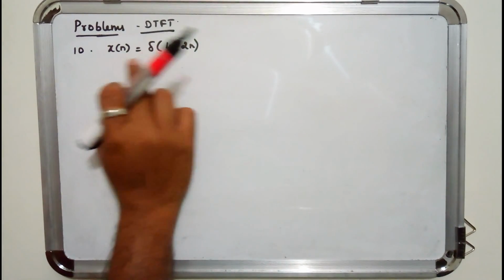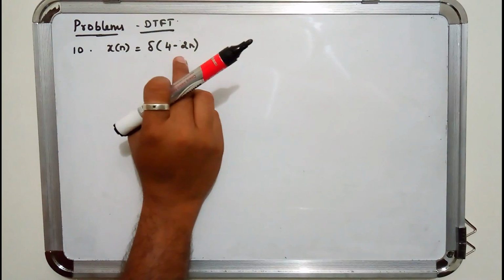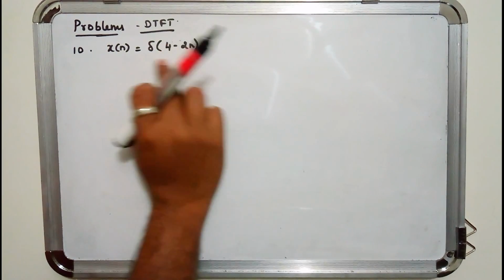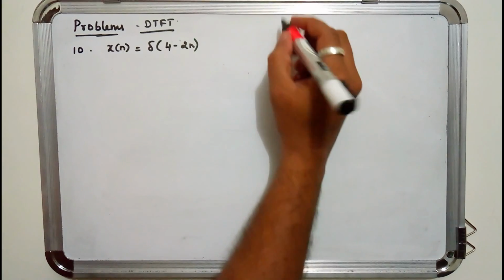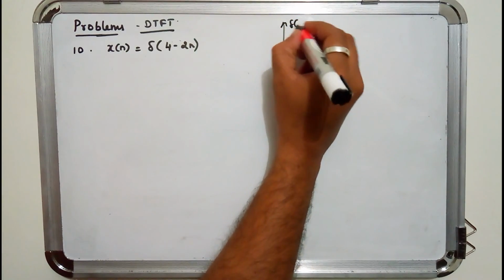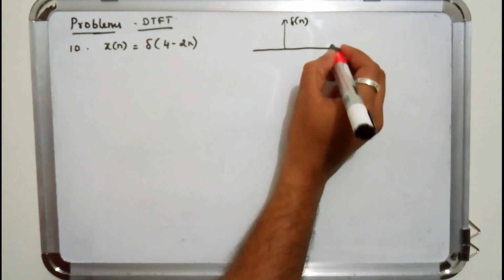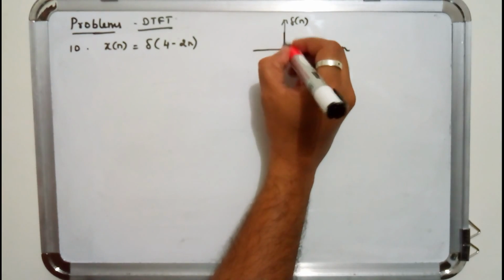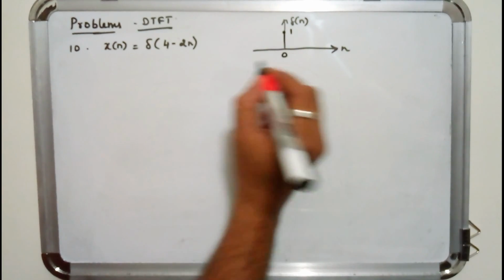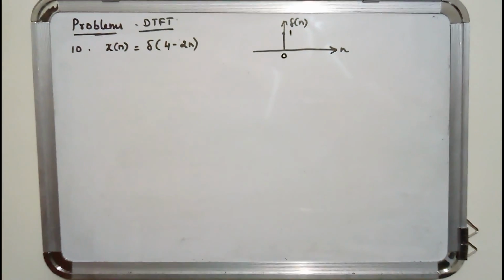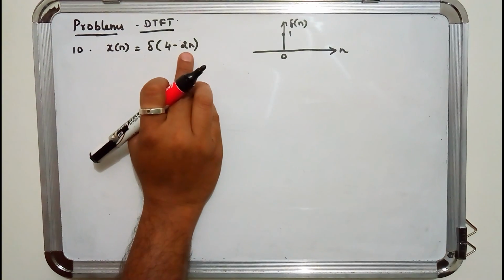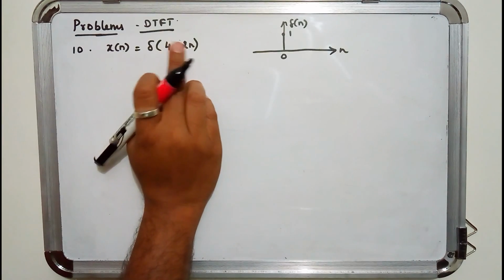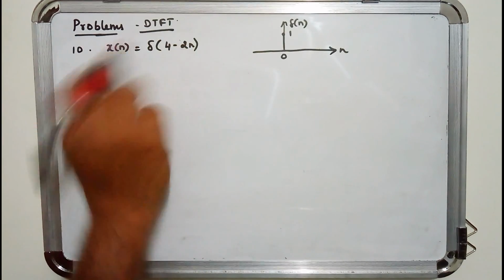Now in this problem my x of n is defined to be delta of 4 minus 2n. We need to know where this function exists. We already know what delta of n is. It is an impulse function which has an amplitude of 1 at n equal to 0. Now here you have many operations to be done: first the shifting operation, then the scaling operation, then reflection.